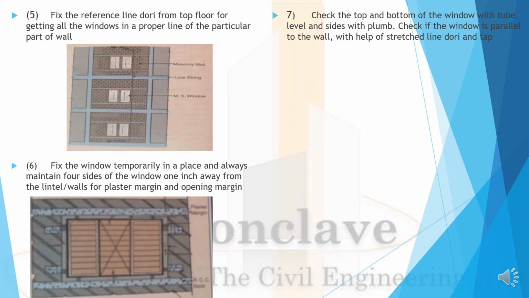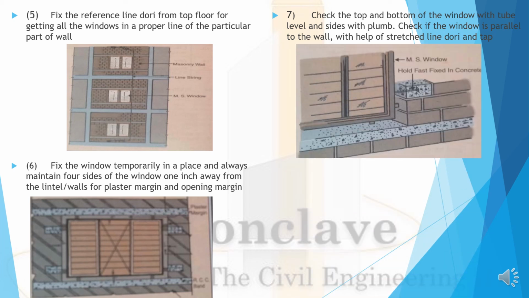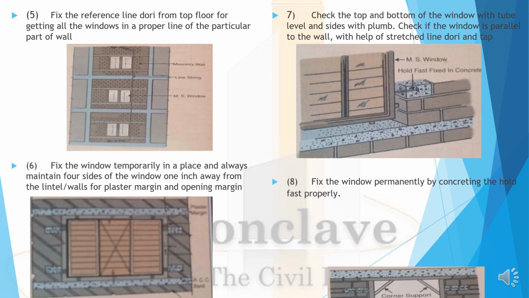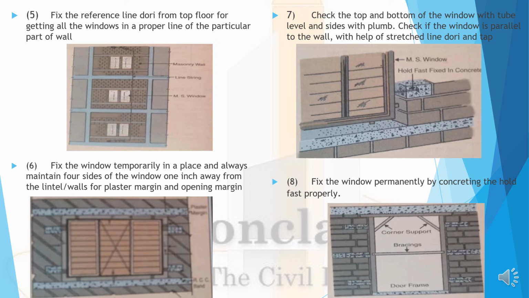Check the top and bottom of the window. Check if the window is parallel to the wall with the help of a stretched dori and a tape. See, like this. Fix the window permanently by concreting the hole first, like this. This is for door frames.